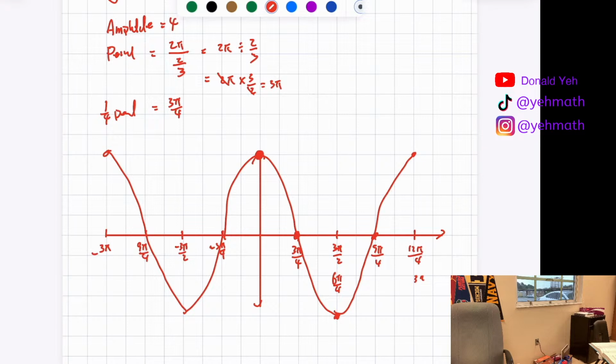Do the question you know how to do first. If you don't know how to do it, don't get stuck in the question.